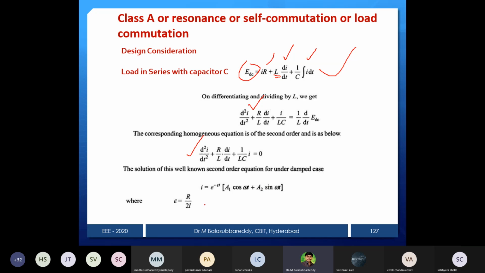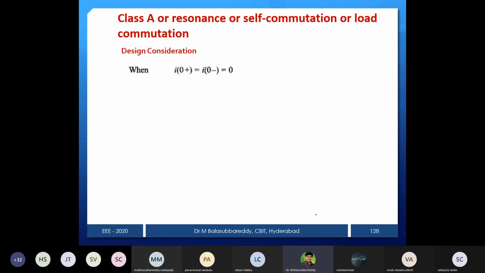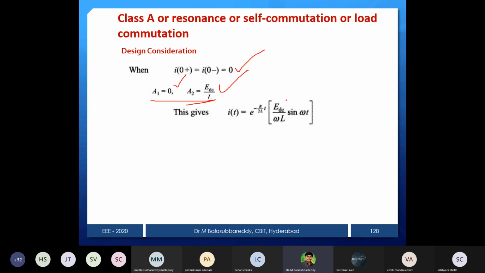Here epsilon is R by 2L, omega naught is 1 by root LC, and omega I can represent as omega naught into root of 1 minus delta square. Now what we want to find is, at the initial condition the current is equal to 0, and you can get the A1 value and A2 value. Put these A1, A2 values in the I of t expression, and you will get this expression. This is I of t.